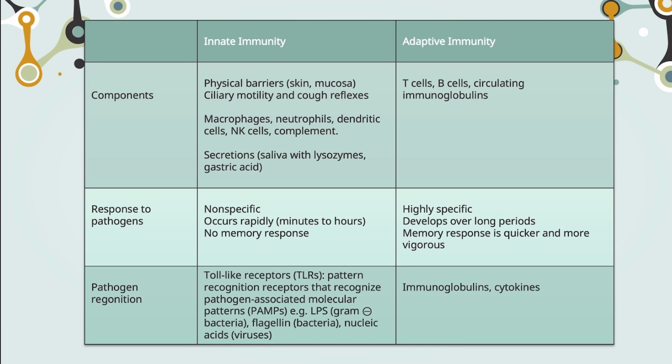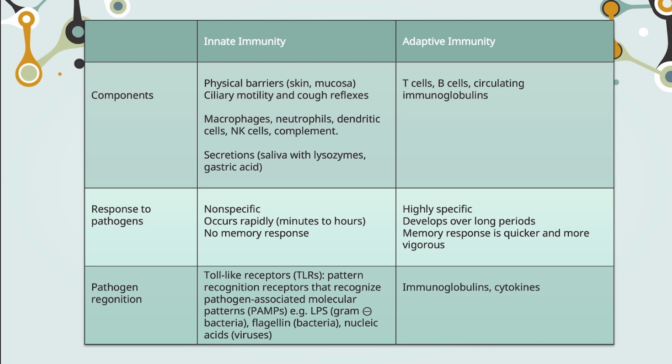Now, compared to innate immunity, the response to pathogens in adaptive immunity is highly specific. For example, if there is a streptococcal sore throat, there will be a specific response to that particular strain of streptococcus. It will be highly specific, and that response won't be the same to another bacteria. It will be completely different and unique. The immunoglobulins that were produced against one strain of streptococcus won't be the same as those against another strain. So that's why adaptive immunity is highly specific.